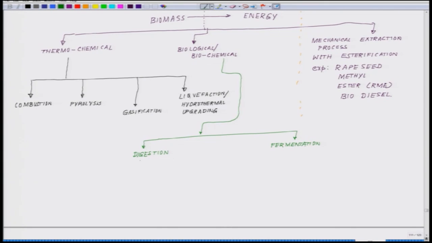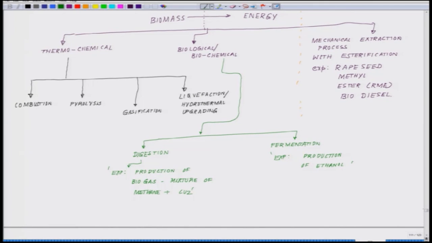So, in digestion, one of the examples I am quoting here is production of biogas. This is a digestion process, production of biogas, which is basically a mixture of methane and carbon dioxide, methane plus CO2, whereas in fermentation, the example is production of ethanol. As a matter of fact, the fermentation route has been followed by mankind since time immemorial, okay?